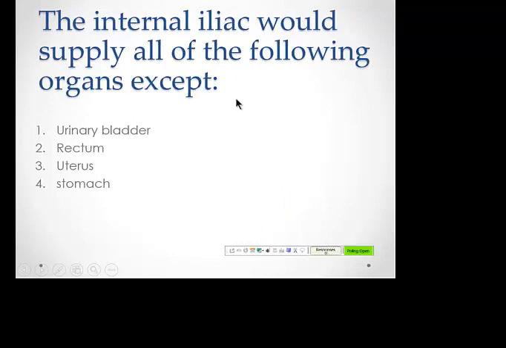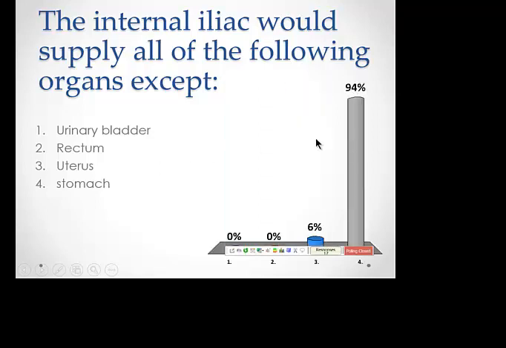Okay. Another question. Internal iliac would supply all of the following organs except which one? Very good. Stomach, because it's not lying in the pelvis, right? This supplies pelvic structures. Stomach is supplied by the celiac trunk.